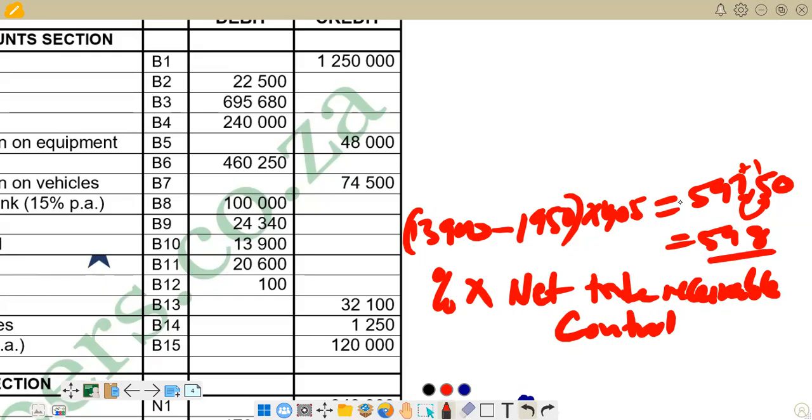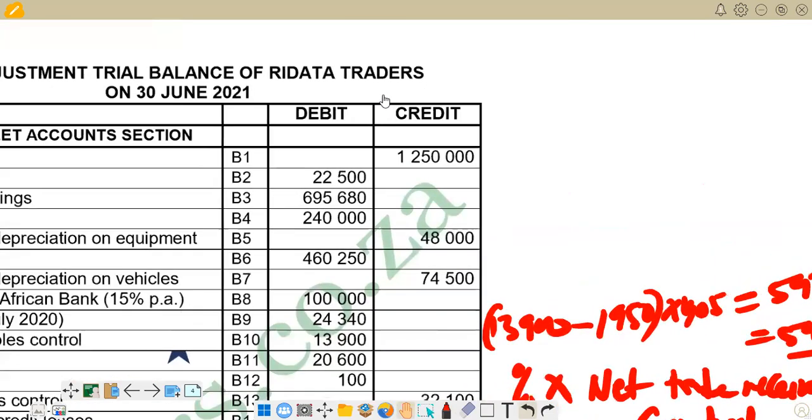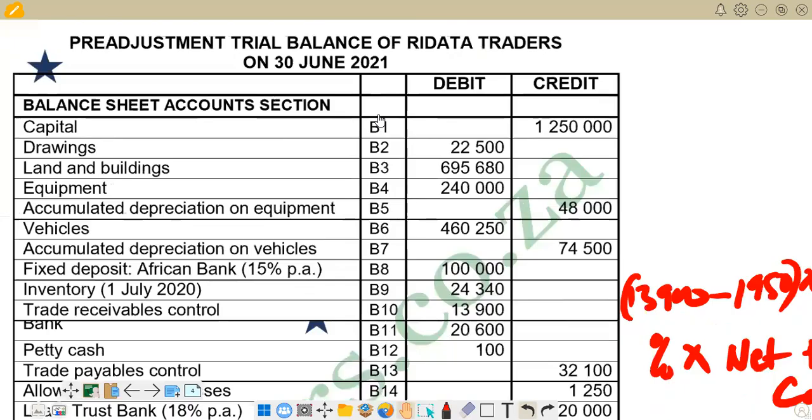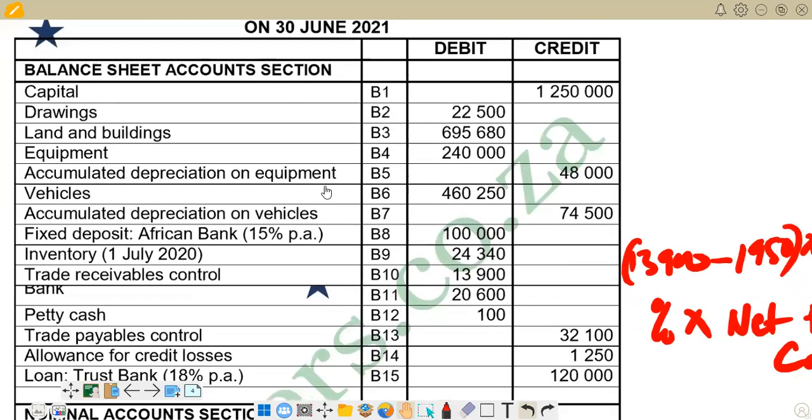And we check for the previous period, the balance for allowance for credit losses that we have. Remember, we have it there in the list of balances. So we are going to go up again to check the figure that we have for allowance. This we have here: allowance for credit losses.